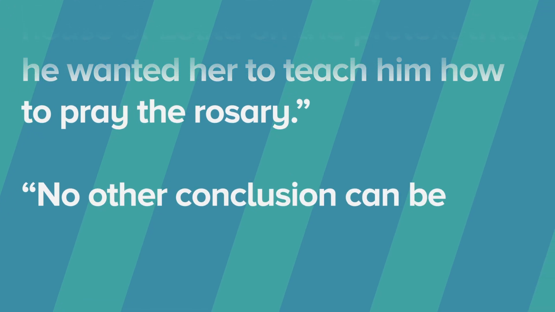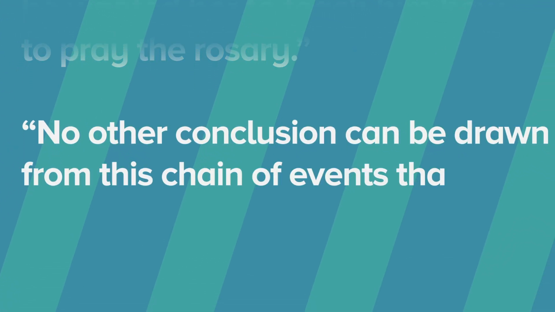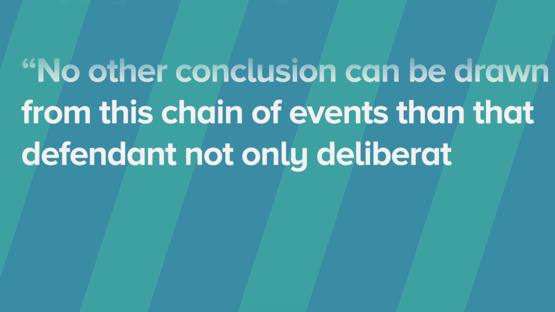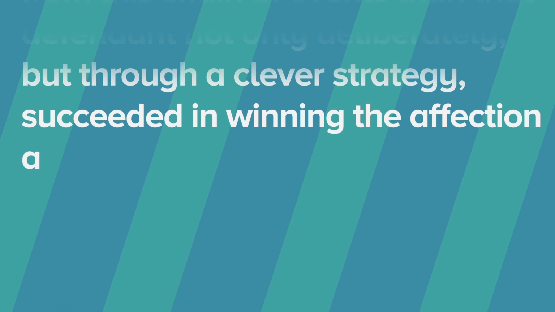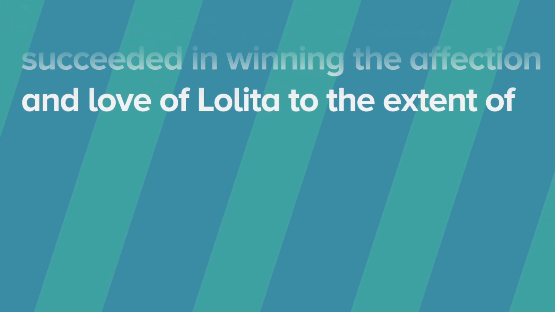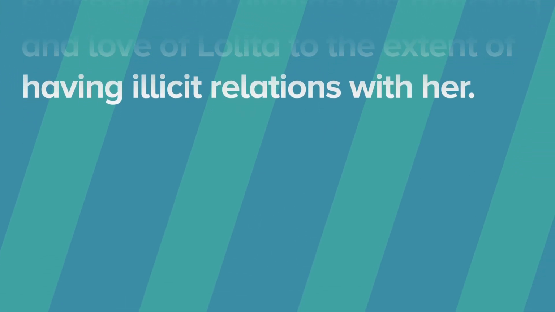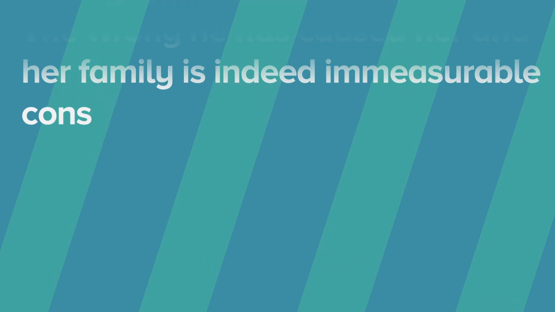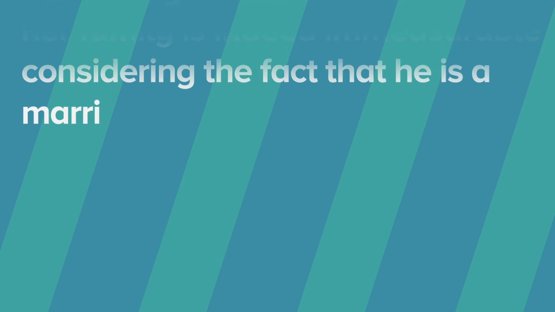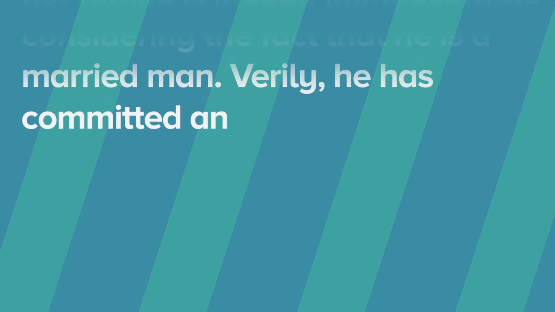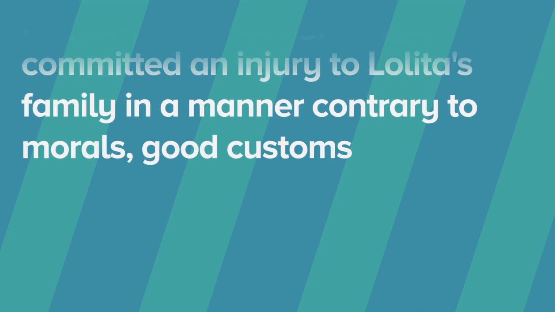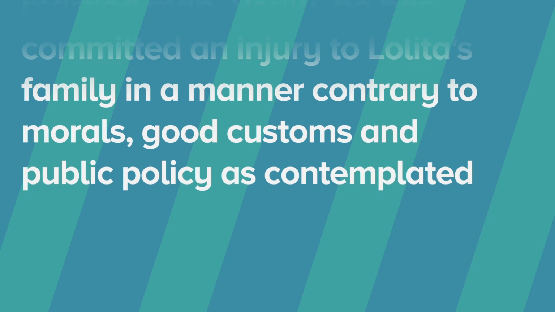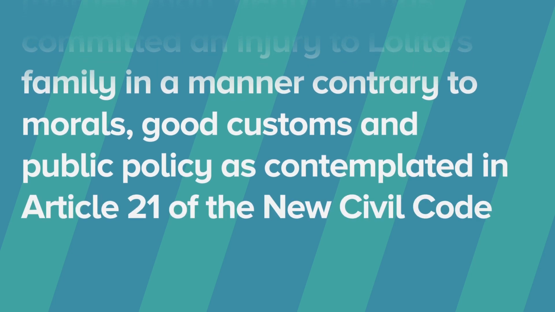No other conclusion can be drawn from this chain of events than that defendant not only deliberately but through a clever strategy succeeded in winning the affection and love of Lolita to the extent of having illicit relations with her. The wrong he has caused her and her family is indeed immeasurable, considering the fact that he is a married man. Verily, he has committed an injury to Lolita's family in a manner contrary to morals, good customs, and public policy, as contemplated in Article 21 of the new Civil Code.